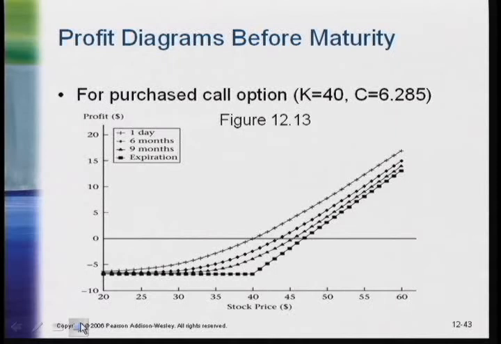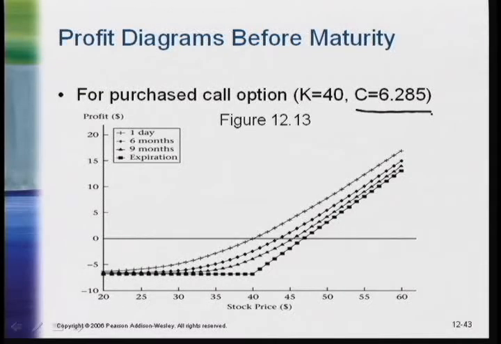And in this graph, you can see that this is a net payoff position. This is the investor's position, who originally paid $6.29 for this call option, and is then going to calculate the profit by either the expiry value of the option minus the cost, or if sold earlier, the sale value of the option minus the original cost. And that's what these profit diagrams represent.